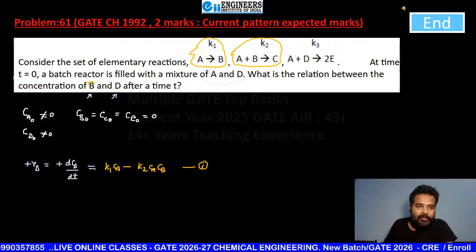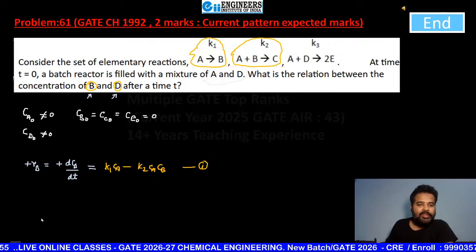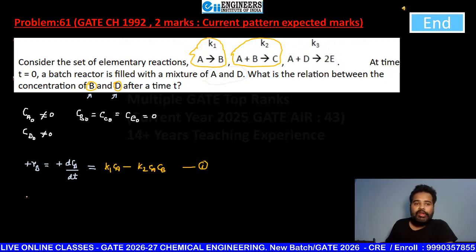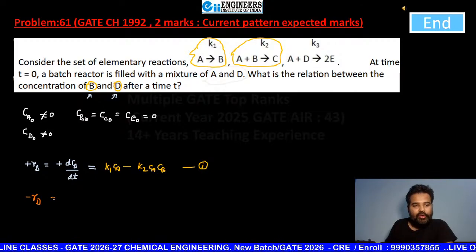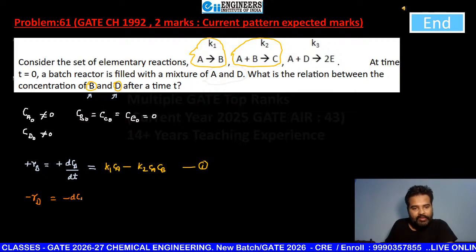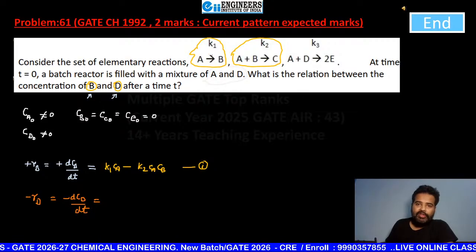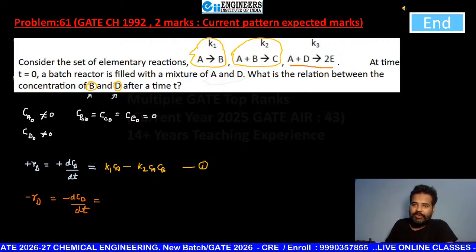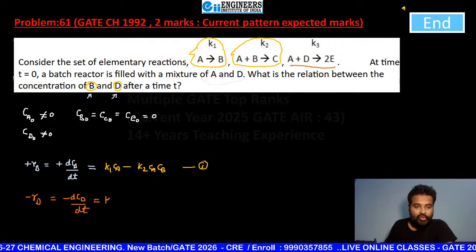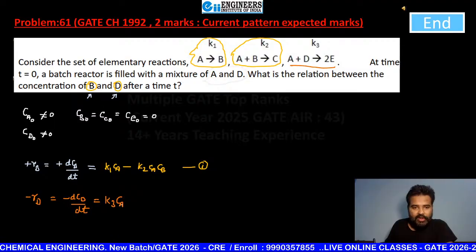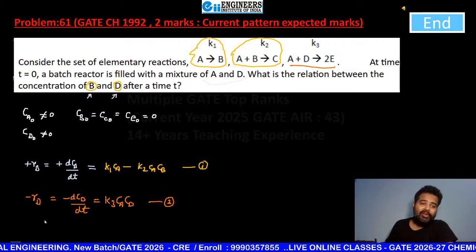Next, after B, D. You have to make a relation between B and D. So now please write the same expression for D. D here is clearly your reactant, so you can write the net disappearance of D, that is minus dCd upon dt. From A, no D is there, here also no D is there, only here D is present. So you can write K3CaCd because the reaction is elementary. So K3CaCd. So this is your equation number 2.